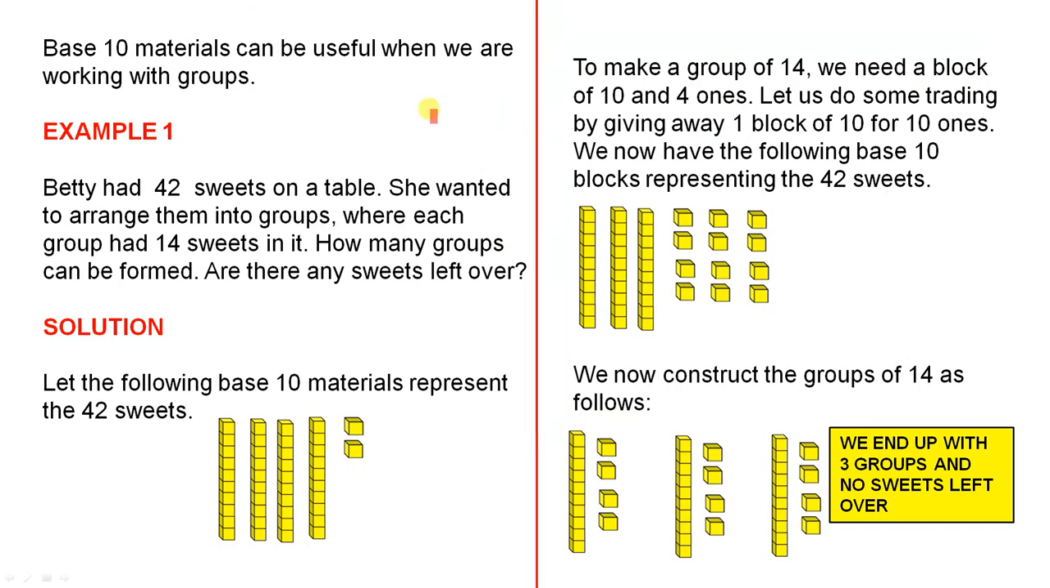Base 10 materials can be useful when we are working with groups. Example 1. Betty had 42 sweets on a table. She wanted to arrange them into groups where each group had 14 sweets in it. How many groups can be formed? Are there any sweets left over?